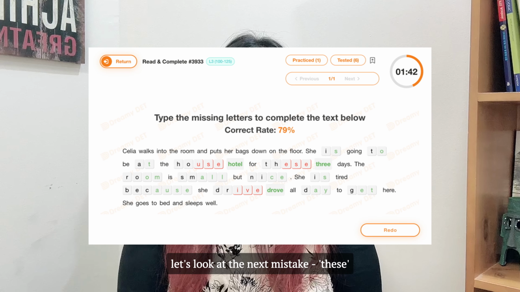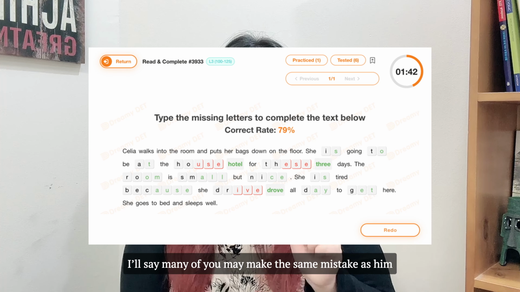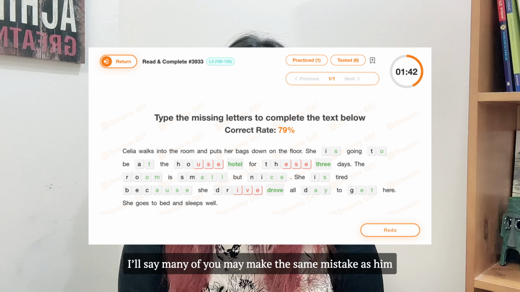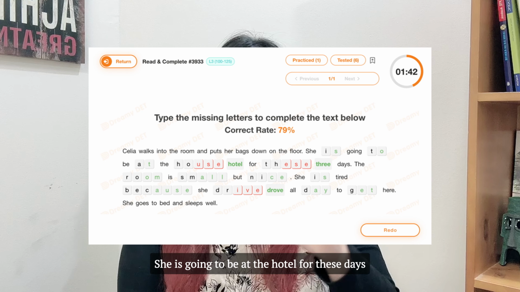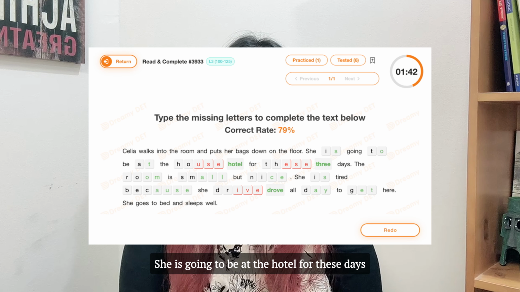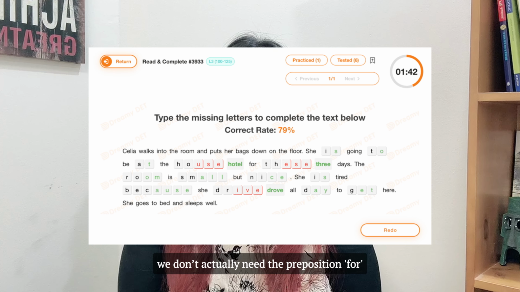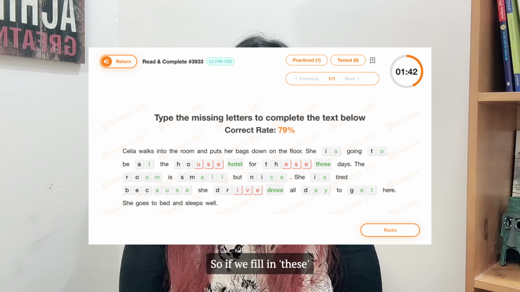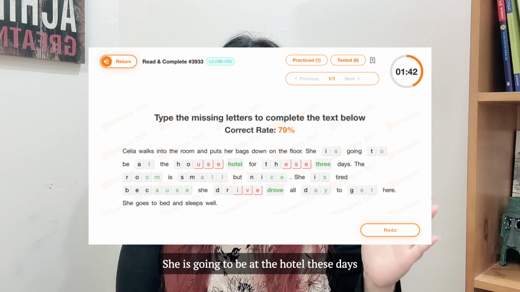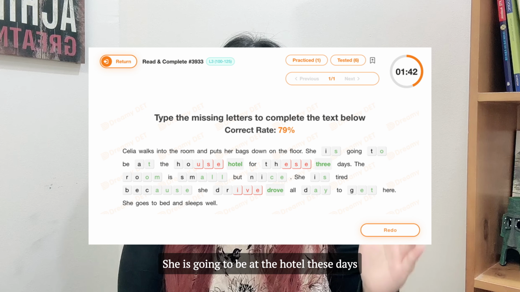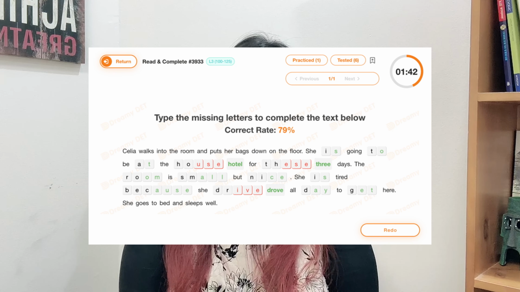Now, let's look at the next mistake, these. I would say many of you may make the same mistake as him, so let's proofread this sentence. She is going to be at the hotel for these days. In that sentence, we don't actually need the preposition for. So if we fill in these, the sentence should be like, she is going to be at the hotel these days. That's why the answer is 3 here.